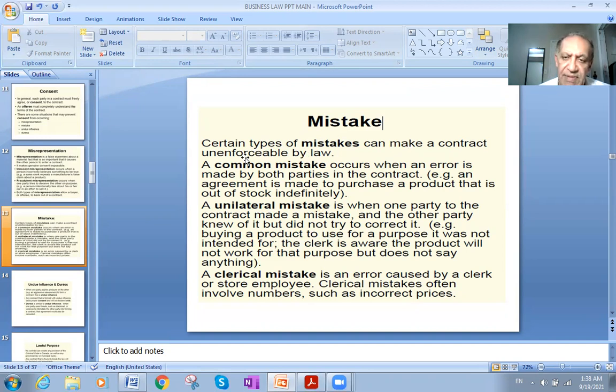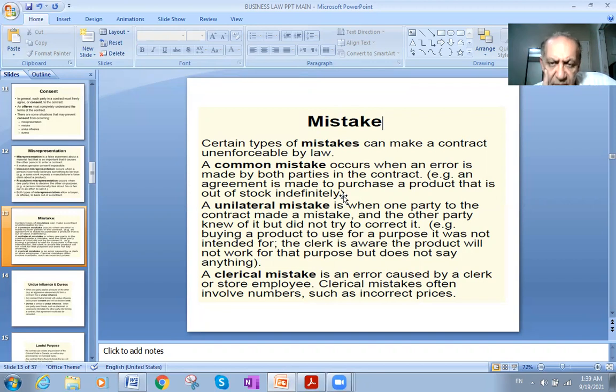So certain types of mistakes can make a contract void by law. What are the types of mistakes which will cancel the contract, which will make it as if it is not there? The first one is called common mistake. When does a common mistake happen? It occurs when an error is made by both parties in the contract. So both parties make a mistake. We call it common mistake. This will make the contract void.